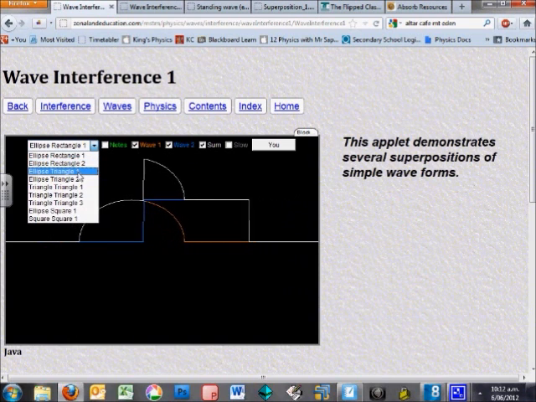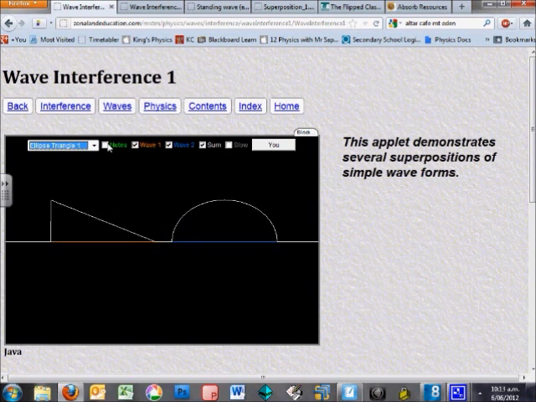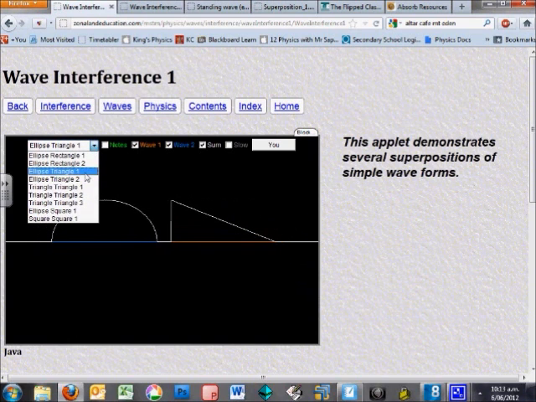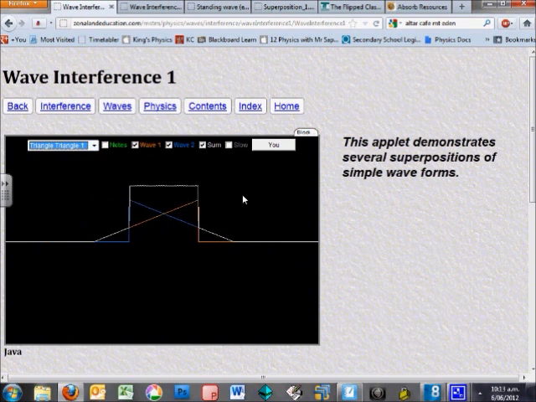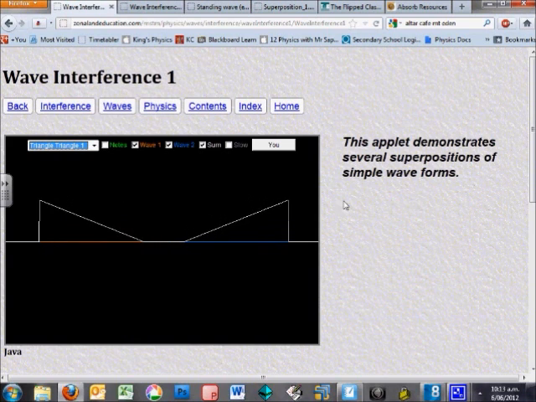Let's try an ellipse and a triangle. So we're talking about the superposition of these two pulses, the adding together of their individual displacements. Let's try two triangles. It's interesting to note that as those two triangles superpose or add together, we actually get a rectangular shaped pulse just temporarily as they're passing through each other.